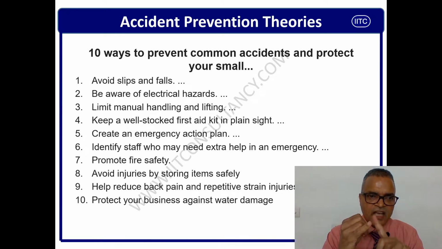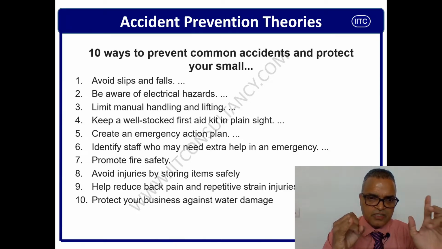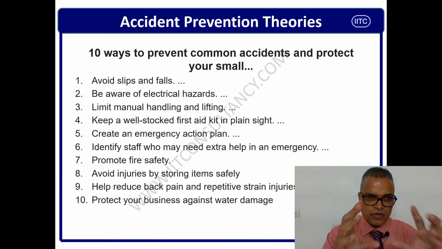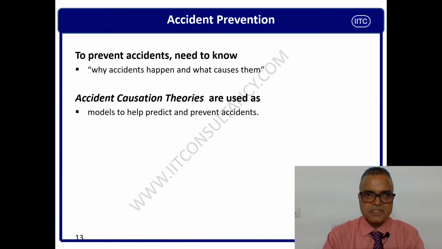Create an emergency action plan. Identify staff who may need extra help in case of any emergency. Promote fire safety. Avoid injury by storing items safely. Help reduce back pain and repetitive strain injuries. Protect your business against water damage, chemical damage, explosion damage, all these things. These are the broader ways to prevent accidents in your workplace.